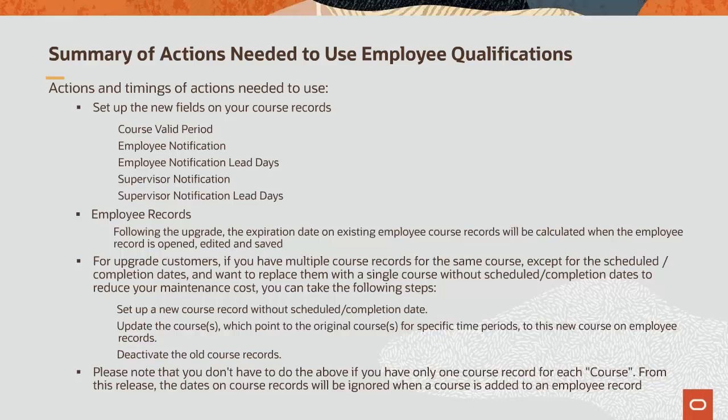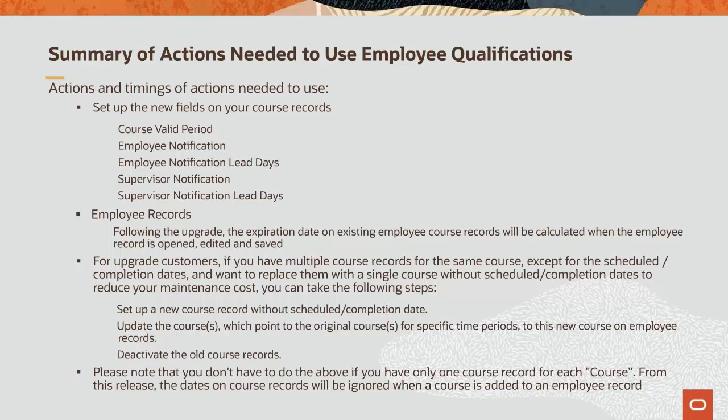course records that might exist for the same course, where the only difference was the scheduled and completion dates on the individual existing records. Now is the time to replace them with a single course record without the scheduled or completion dates completed to reduce your maintenance cost. In order to do that, you can take the following steps. Set up a new course record without a scheduled or completion date. Update the course records which point to the original course for the specified time period on the employee record, and deactivate the old course record.